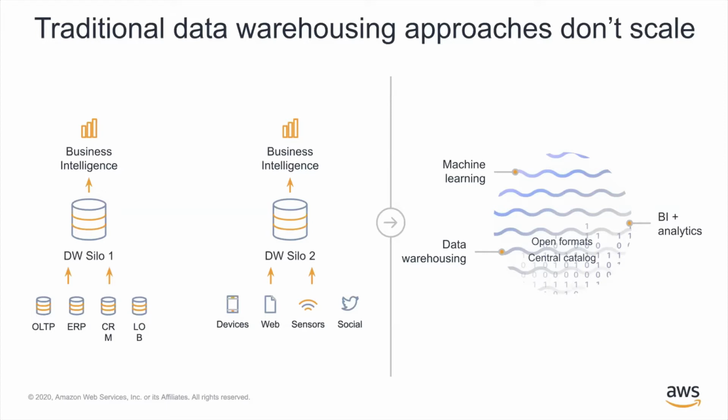All of this results in organizations often ending up with multiple data silos, which makes it very difficult to get a complete view of their business and leverage all their data for competitive advantage. And that's why we see a lot of our customers moving away from traditional on-prem data warehousing approaches to a modern data architecture on the cloud, which allows for a wide range of data types and analytics at a much lower cost.